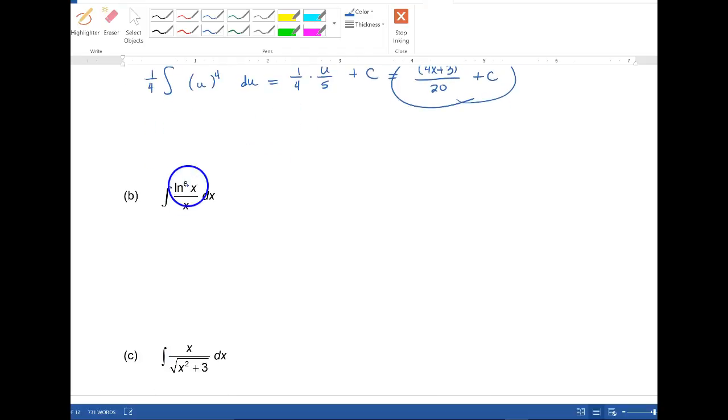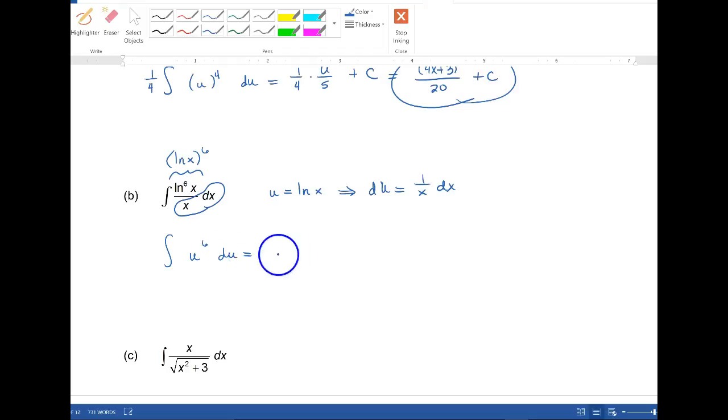Okay, the next one is a little more tricky, but if I just think of ln to the 6th of x as ln of x to the 6th, I'm going to let u equal ln x, because that's my composition. And then I get du is equal to 1 over x dx, which I have right there. So I'm going to rewrite this as u to the 6th du. So I get u to the 7th over 7 plus c, which is going to be ln x to the 7th over 7 plus c.